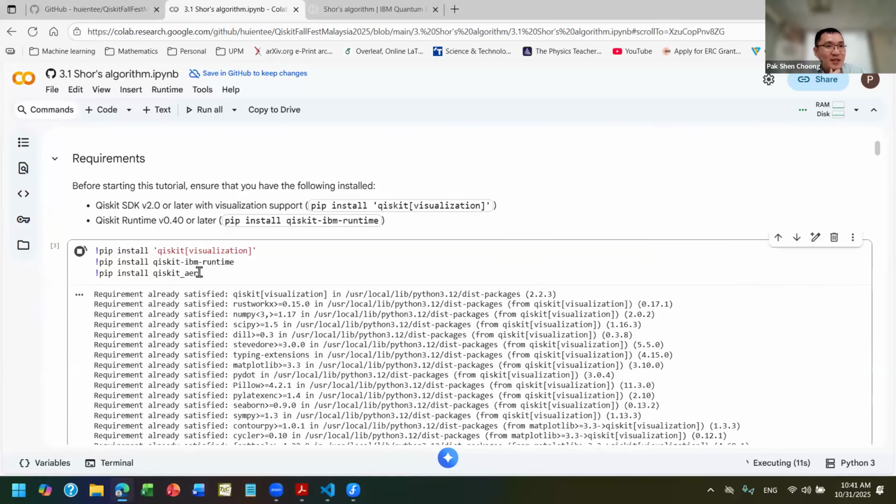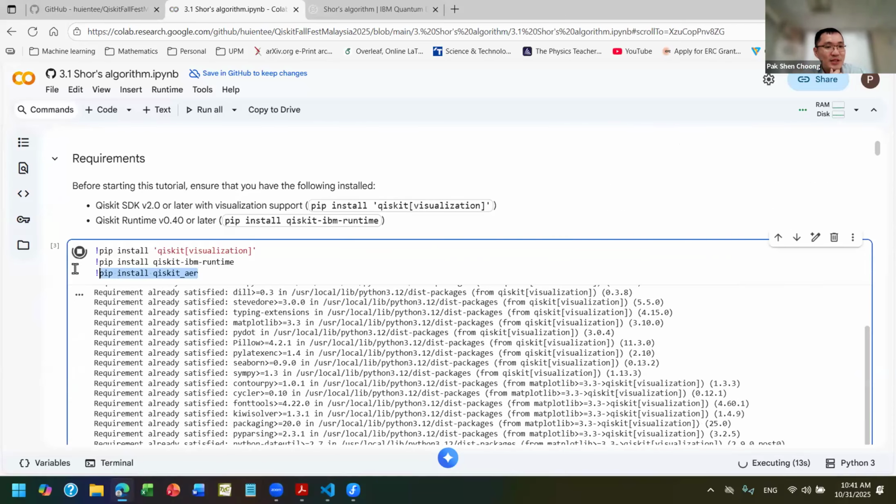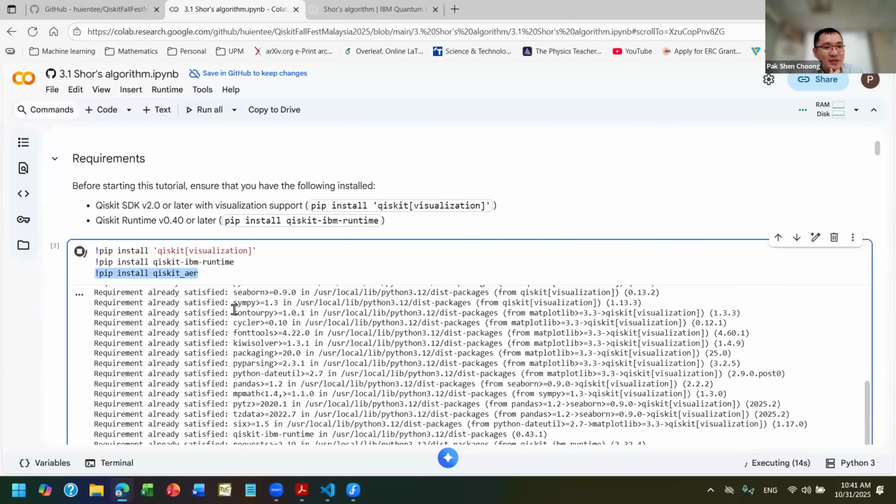So for the one from the GitHub, try to put this in: pip install qiskit underscore AR. Can I run now, please? Yep. So the first step for the pip install, you need to add this one. I did not add this one.